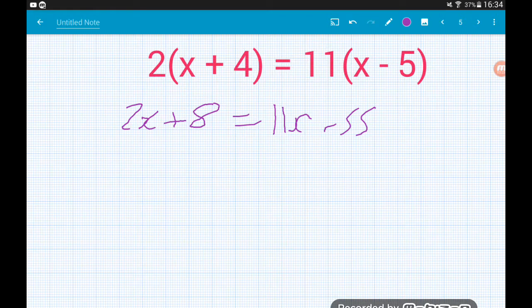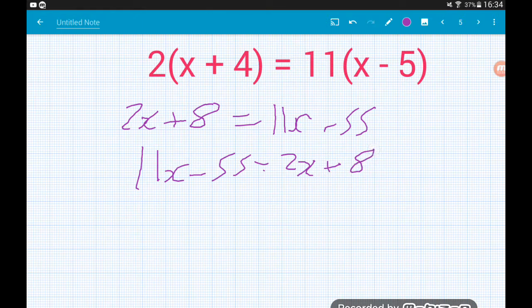So again here, we've got a bigger amount of x on the right hand side with a smaller one on the left. So we can reorder the equation if we like. I'm going to, but you absolutely don't have to do this. So I'm going to rewrite the equation as 11x minus 55 is equal to 2x plus 8. Okay, and now I'm going to set about solving.